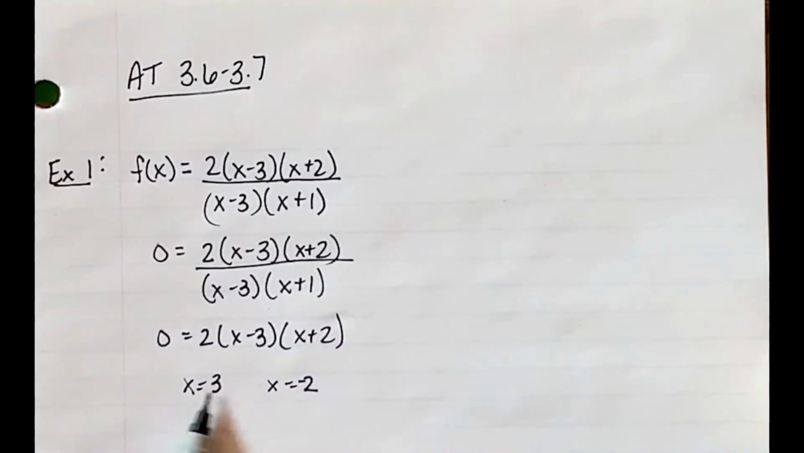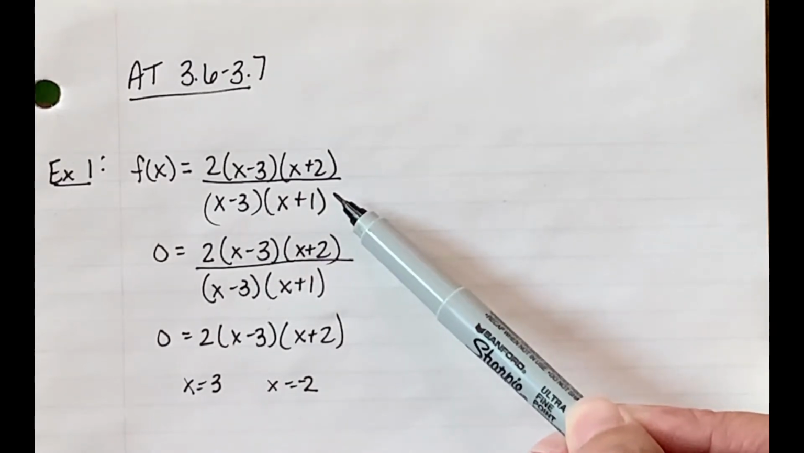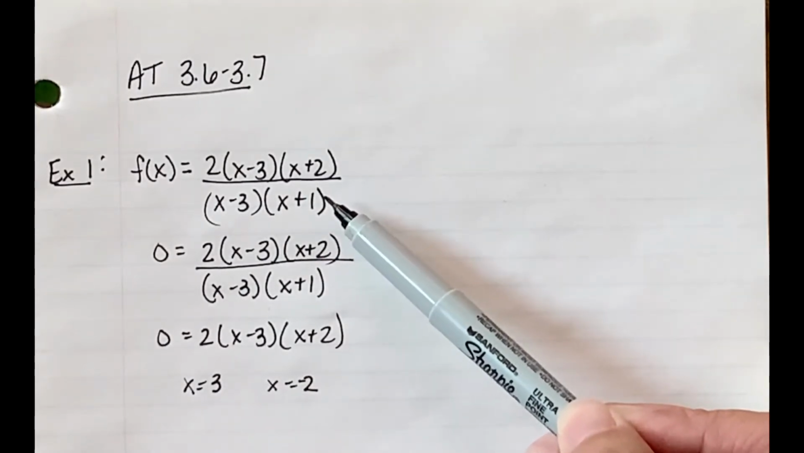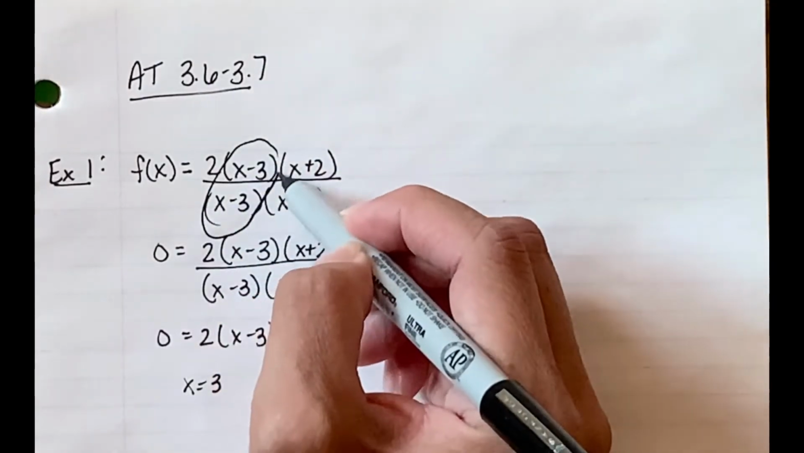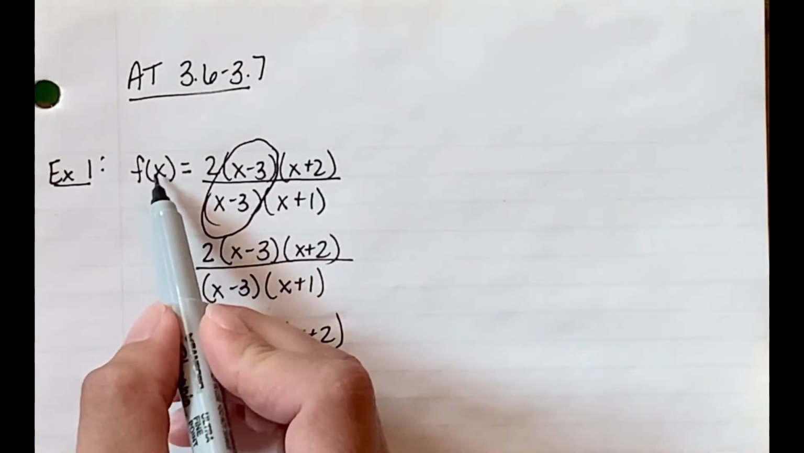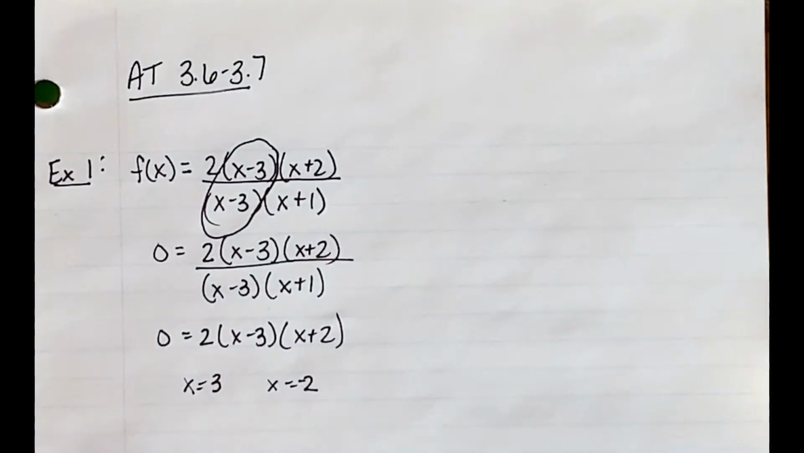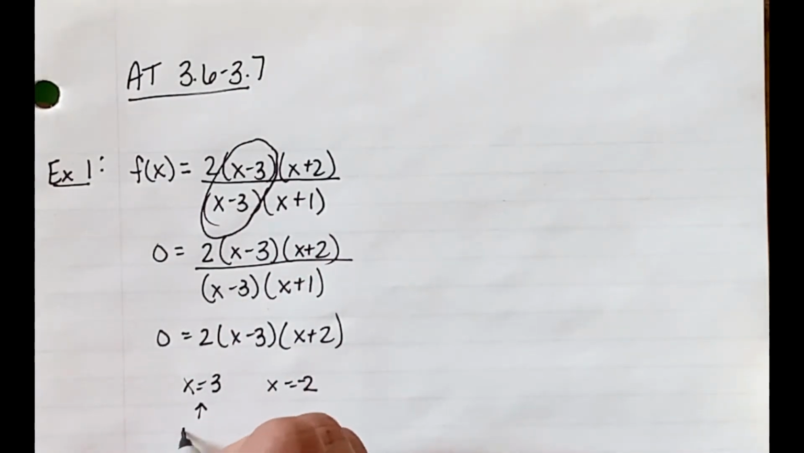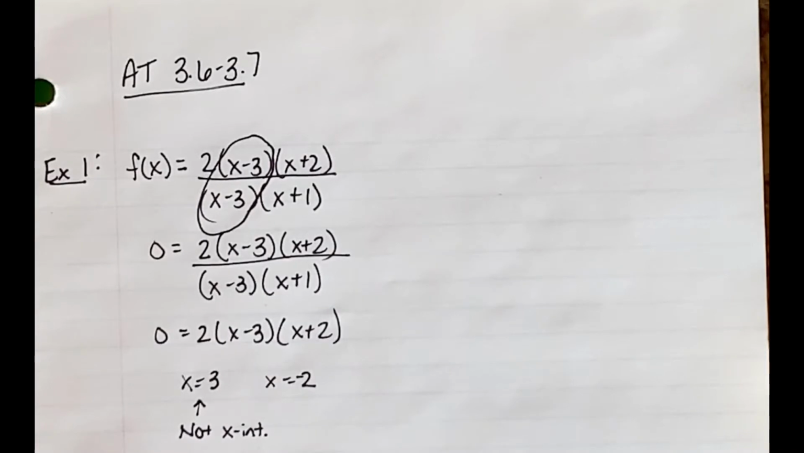Now, I would suggest that we take these two numbers and try plugging them back into the original function to make sure that they work. You'll notice that because you have an x minus 3 in both the numerator and the denominator, when you plug in x equals 3 for f of x, you're going to get 0 divided by 0, which is undefined. So x equals 3 is not an x-intercept because you get an undefined answer when you plug it back in.